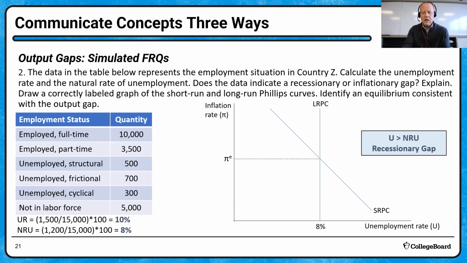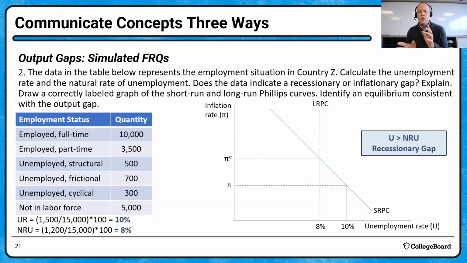So what does that mean? It means that at this present time, the economy of country Z is operating to the right of the LRPC with a higher unemployment rate of 10%. The inflation rate, then, we can conclude is less than expected.